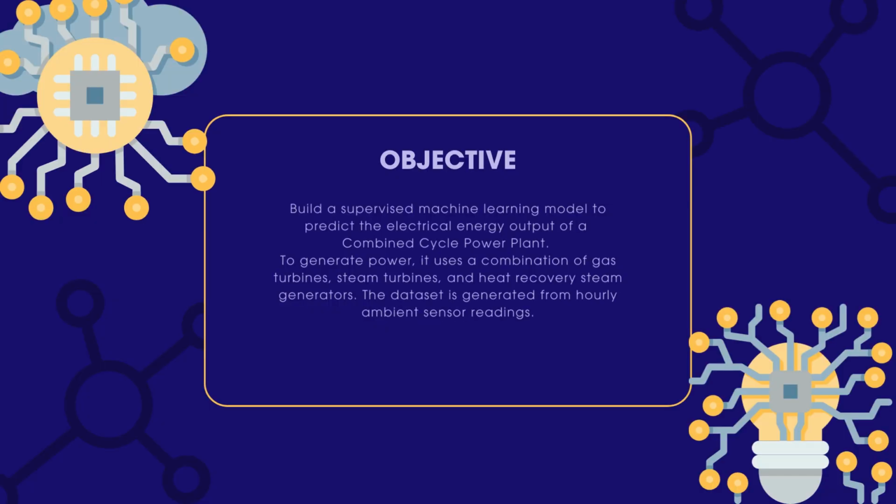Our objective today is to build a supervised machine learning model to predict the electrical energy output of a combined cycle power plant. To generate power, it uses a combination of gas turbines, steam turbines, and heat recovery steam generators. The dataset is generated from hourly ambient sensor readings.